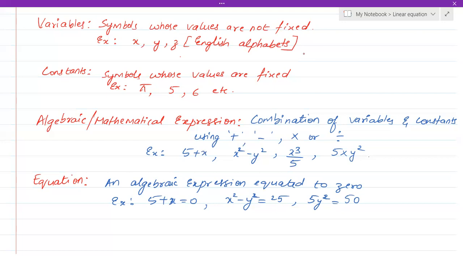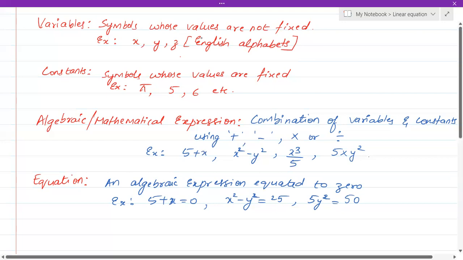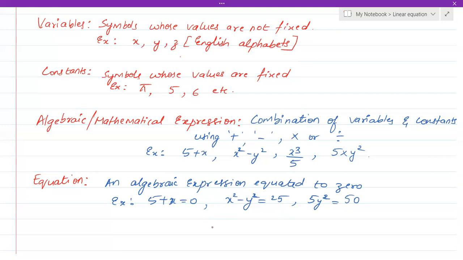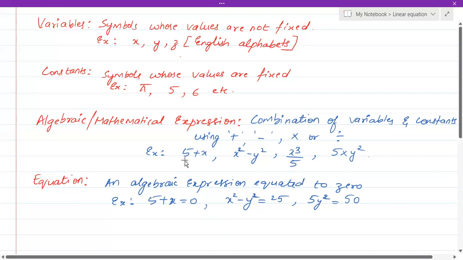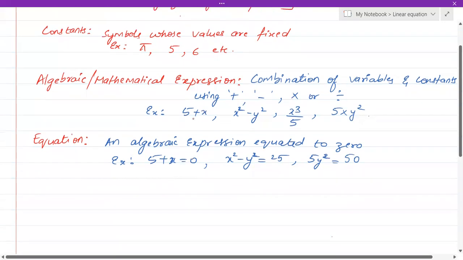Now, what is algebraic expression or mathematical expression? It is simply the combination of variables and constants. How do you combine them? Using plus sign, minus sign, or division sign. Okay. So for example, as you can see here, we have got 5 plus x. So 5 is a constant, x is a variable. We have combined using plus sign, or x square minus y square, x cubed by 5, 5 into y square.